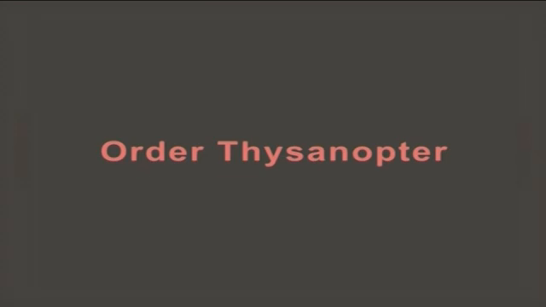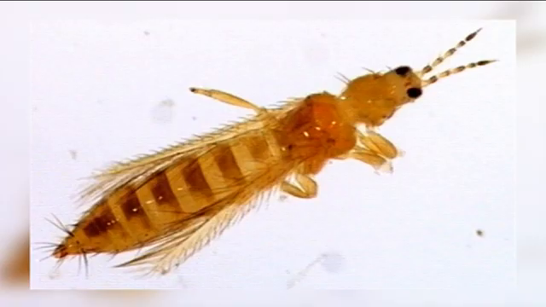Order Thysanoptera includes thrips. Only a few viruses are transmitted by thrips, but their economic impact is internationally important. Frankliniella species are carrying tomato spotted wilt virus. These viruses cause spotted wilt disease in tomato, tobacco, dahlia and pineapple in Africa, Asia, Australia, Europe, North and South America.